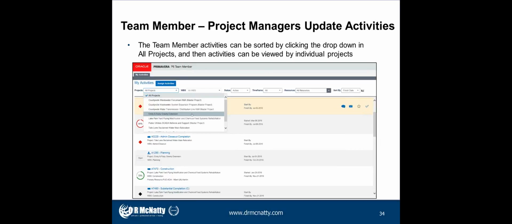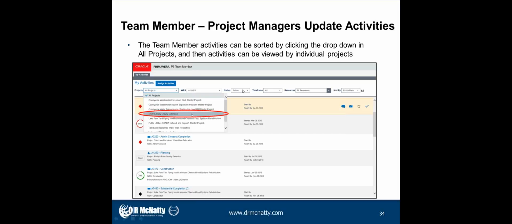The team member activities can be sorted by clicking the drop down into all projects, and then activities can be viewed by individual projects. So you had a couple options here. In what I would call the team member queue, you could view all your projects, or you could select a very specific project, and then it would show you just the activities for that project. Because again, our project managers were associated with multiple projects.